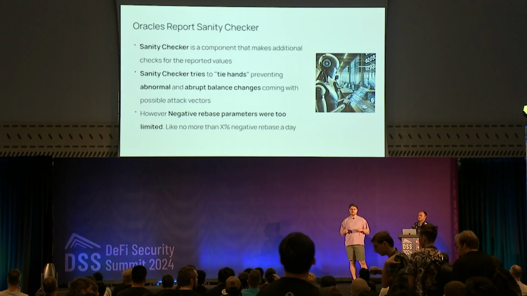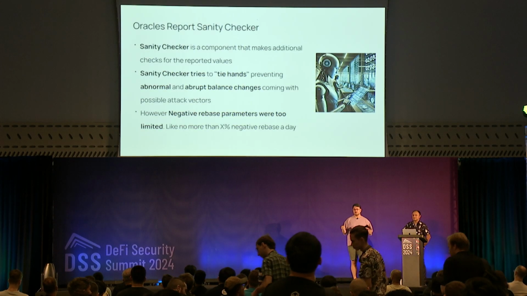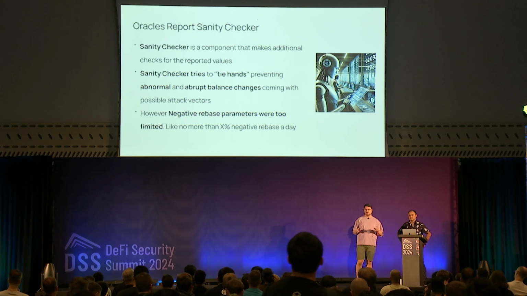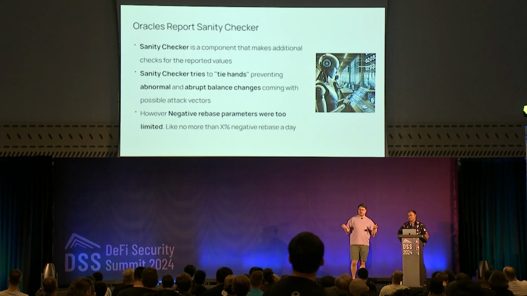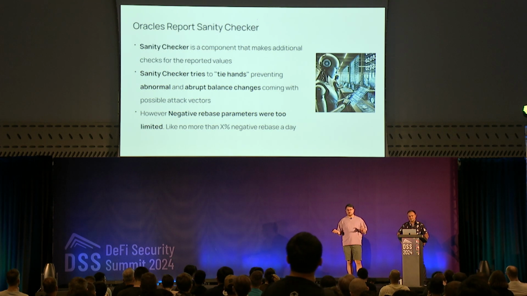But not really yet, because there is a sanity checker in between. There are some checks to basically tie the hands of the system if an abnormal or abrupt balance change is coming. That prevents some possible attack vectors. However, in the previous implementation of the sanity checker, there is a problem: the negative rebase parameters were too limited. It was about setting X% negative rebase per day, which is not really enough.